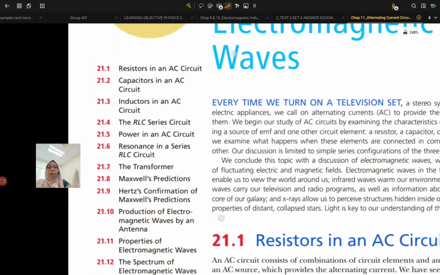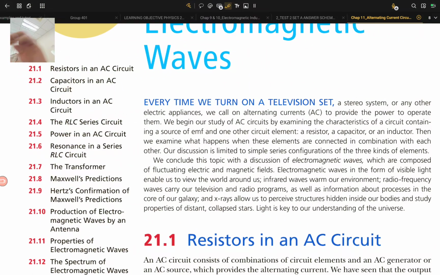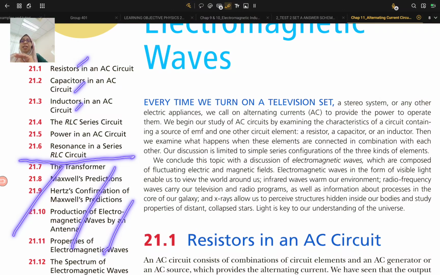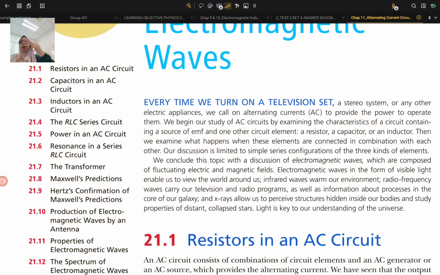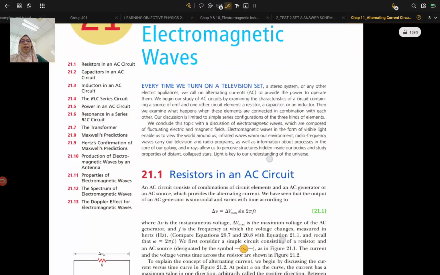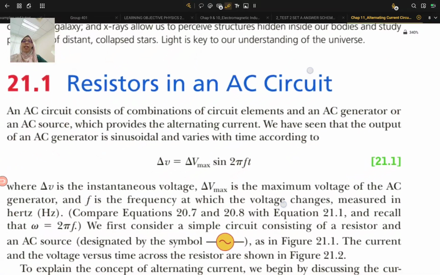So here we are with topic 21, the last topic, titled Alternating Current Circuits and EM Wave. However, we are only going to cover up to 21.6, where the subtopics are resistor, capacitor, and inductor separately connected to an AC circuit. Then we are going to connect these three elements together, putting them into a series circuit. Next, we are going to study the response of the power and close the topic with the concept of resonance. Right? So let's start with 21.1, resistor in AC circuit.